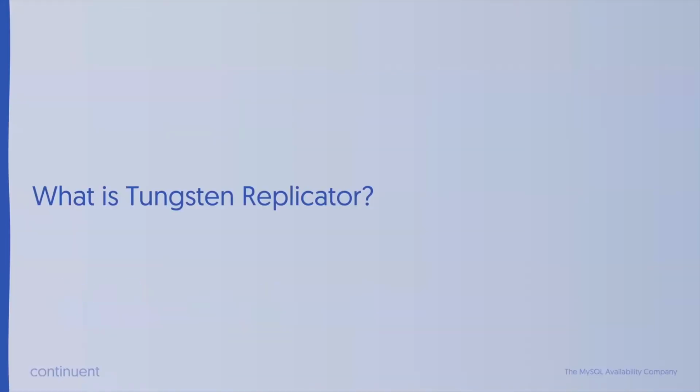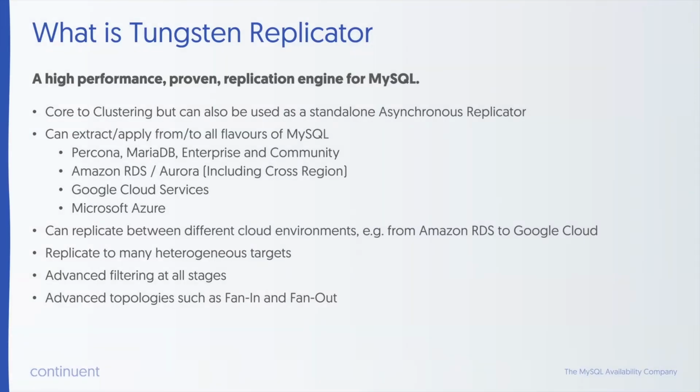So first of all, what is Tungsten Replicator? If you're familiar with Continuent, then you should be fairly familiar with what the Tungsten Replicator is. It has been around for many, many years. It's gone through various changes, improvements along the way, but ultimately, it's a high performance, proven replication engine for MySQL. Now, the Tungsten Replicator itself is core to Tungsten clustering. So if you're familiar with Tungsten clustering, if you use it, if you're a customer, then you'll be familiar with the replicator. It's part and parcel of the cluster. It's how we move the data around. But it can also be used as a standalone asynchronous replicator as well.